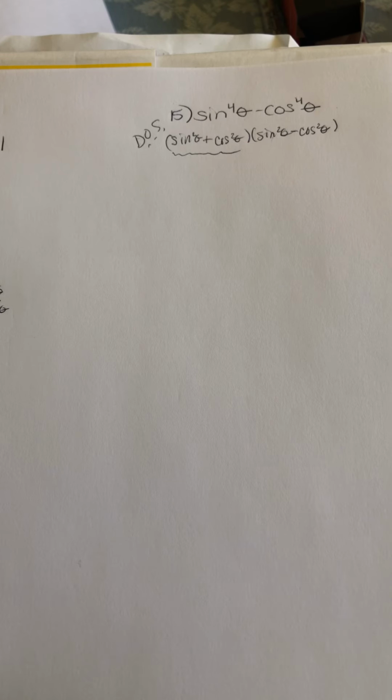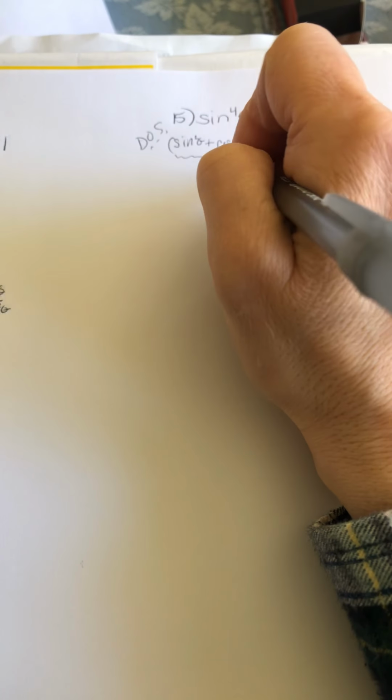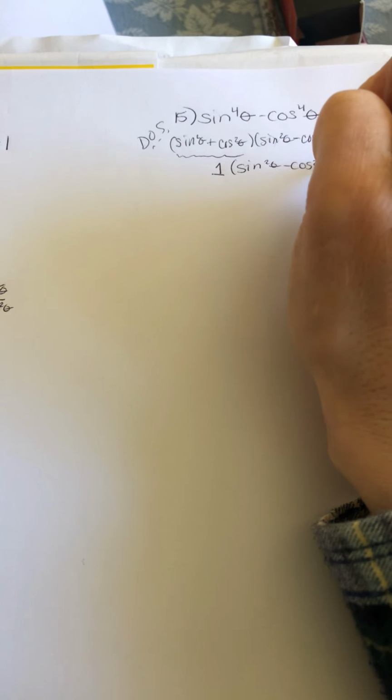This look familiar to anyone? What is that? Where can we find that? Hey, you're right. It's the Pythagorean identity. So sine squared theta plus cosine squared theta is equal to 1. And then we have our sine squared theta minus cosine squared theta over here.